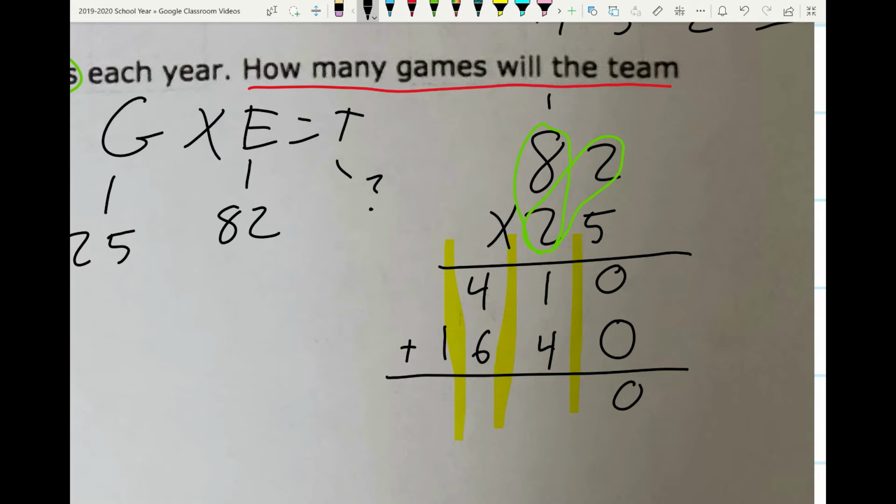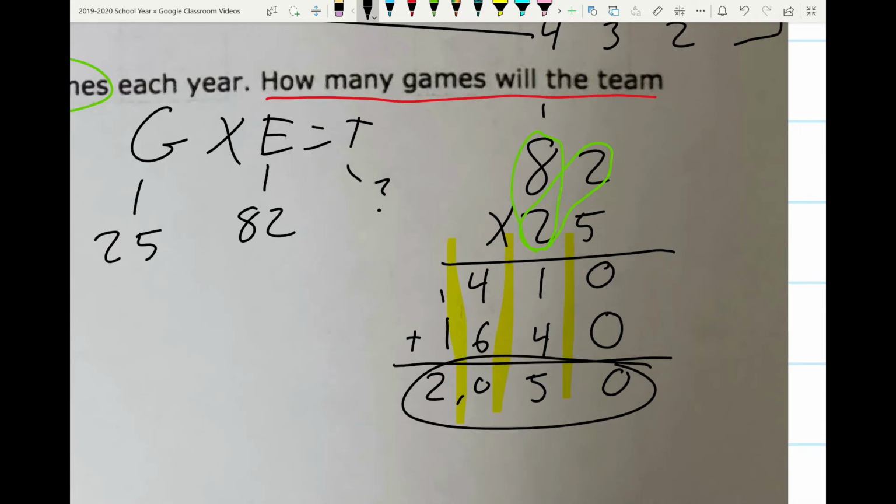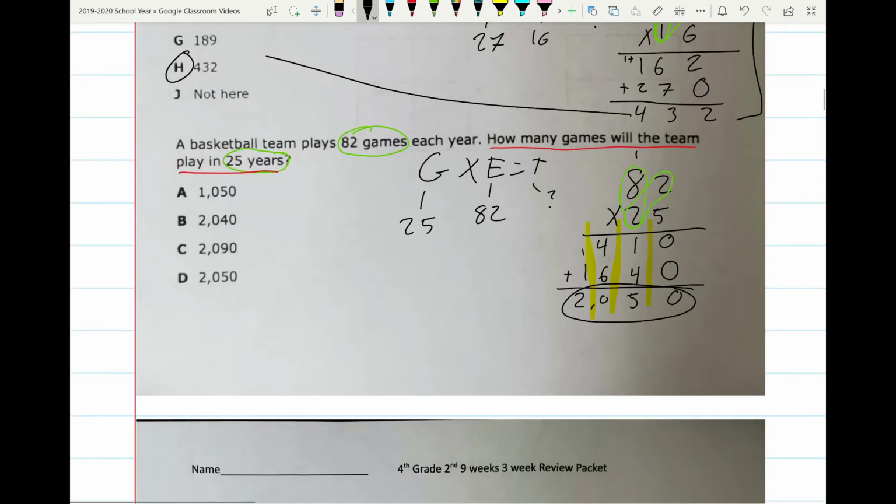0 plus 0 is 0. 4 plus 1 is 5. 6 plus 4 is 10. Carry the 1. 1 plus 1 is 2. My answer is 2050. And that is answer choice D.